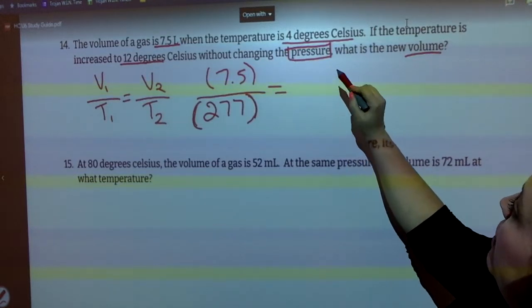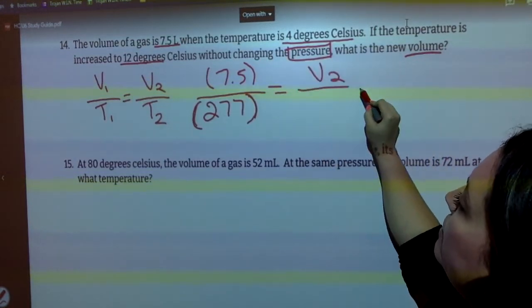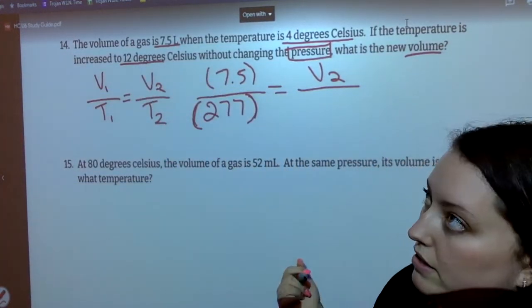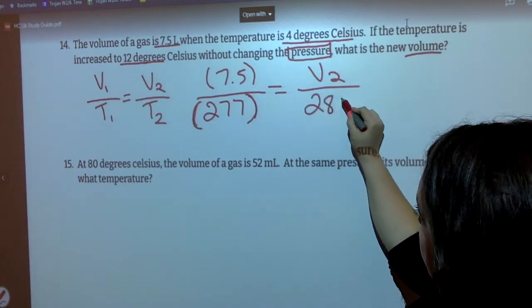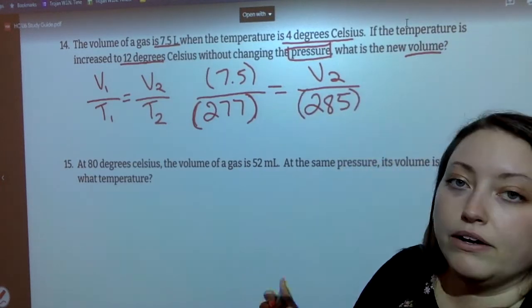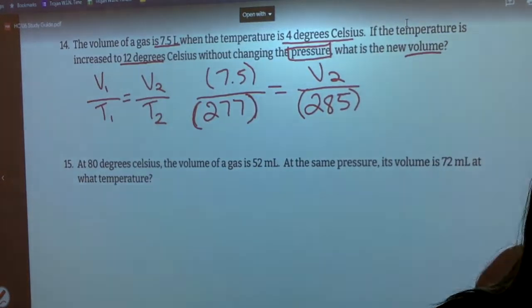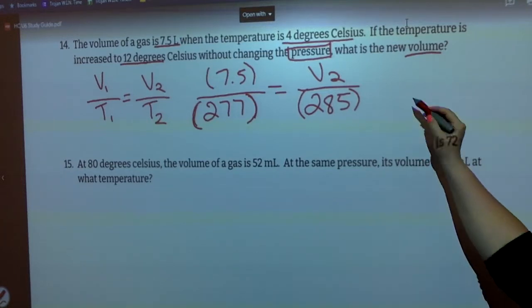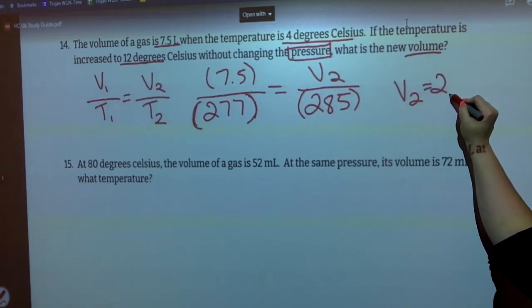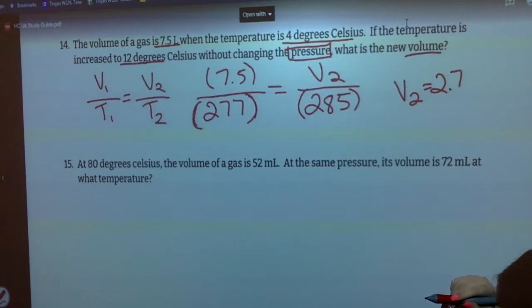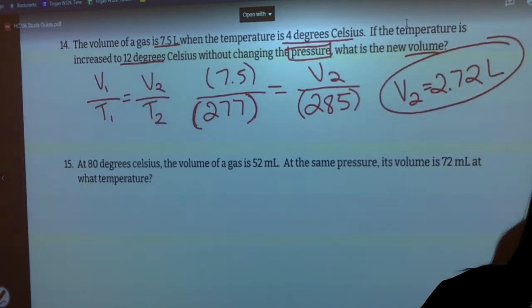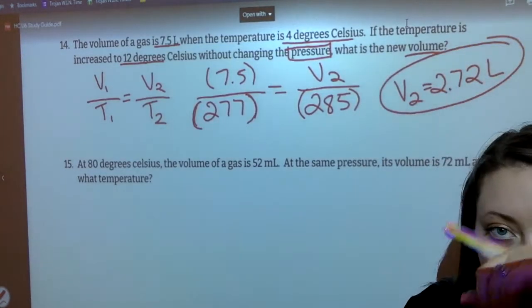We want the second volume. We don't know what that is, so we're solving for V2 over 12 degrees Celsius. So we have to add 273. So what is that, 285? Okay, so now you're going to solve for that. So you can cross multiply and divide. So you're going to end up with V2 equal to 2.72 liters. 2.72 liters. Okay, so if I'm going too fast, you can just pause it, rewind, look at that.